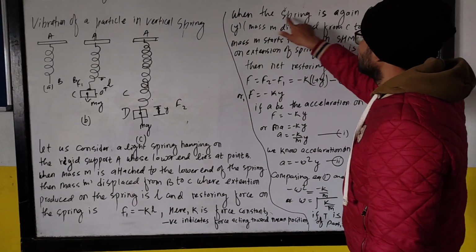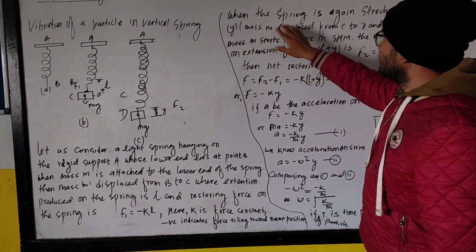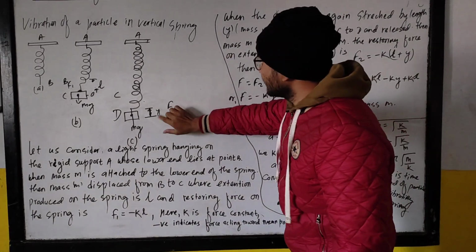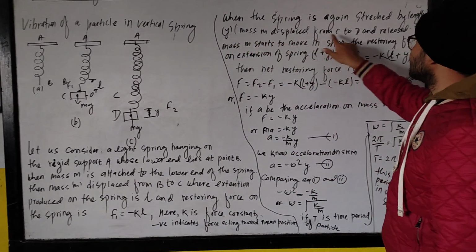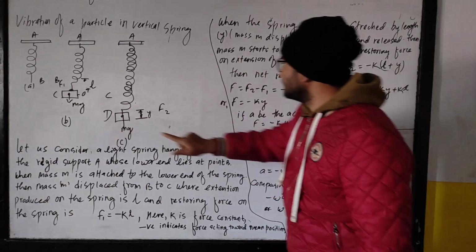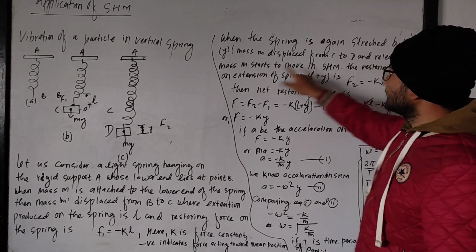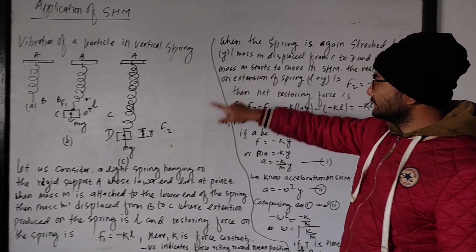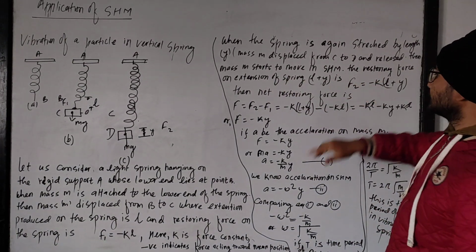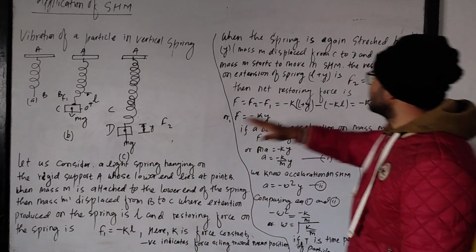The next one is about the third figure, when the spring is again displaced by a length y. The mass m is displaced from C to D. It was at position C, and then it reached D. Then, when released, the small mass m starts to move in simple harmonic motion.